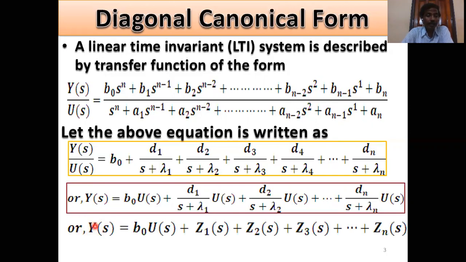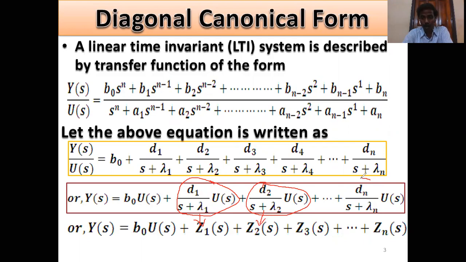Then Y(s) equals what? Y(s) equals b0 into U(s). This is fixed, but d1 divided by (s plus lambda 1) whole into U(s) equals Z1(s), and d2 divided by (s plus lambda 2) into U(s) equals Z2(s).